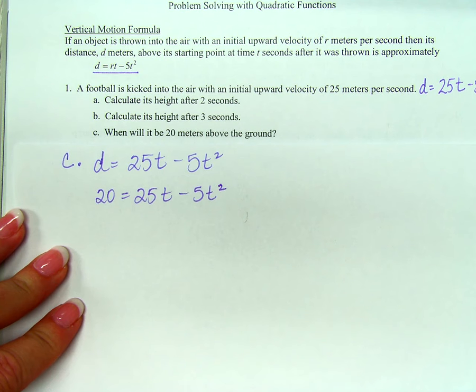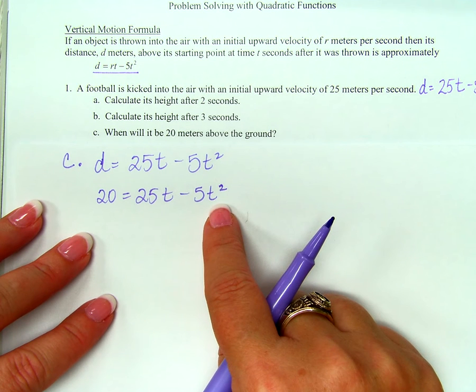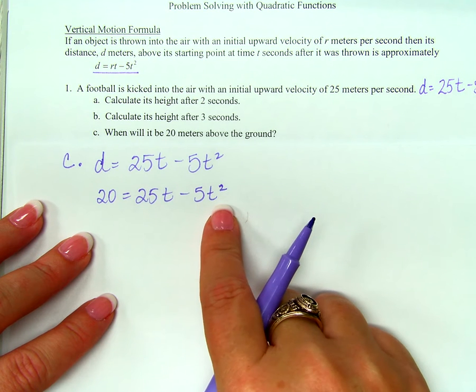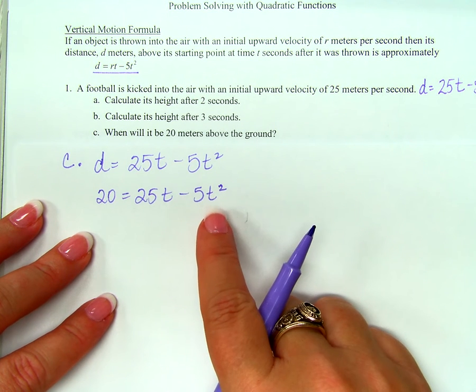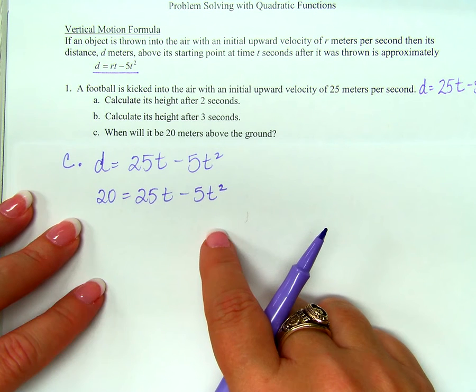How many different ways do we know to solve this problem? At least 5. Right? We could graph it. We could factor it. We could solve using square roots. We could solve using the quadratic formula, or we could solve with completing the square. Right? What do you choose?